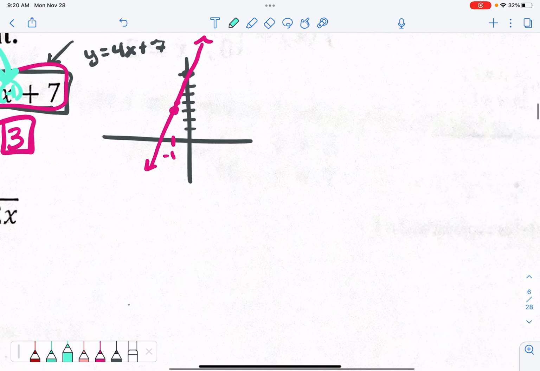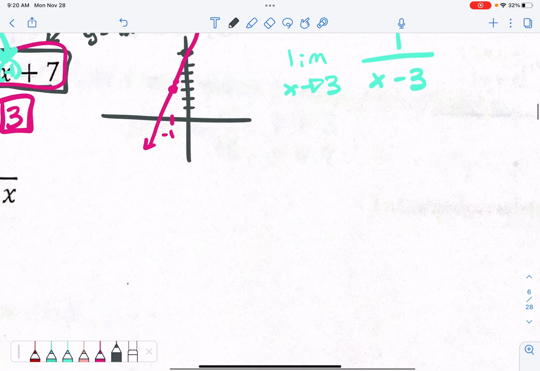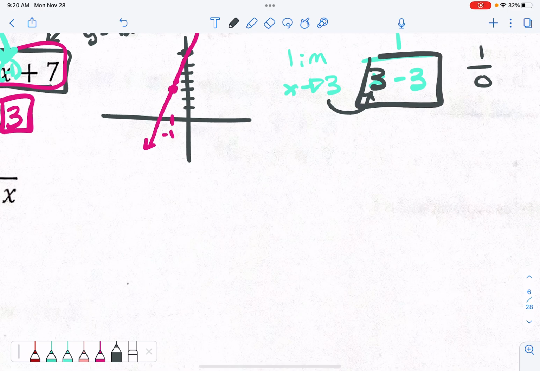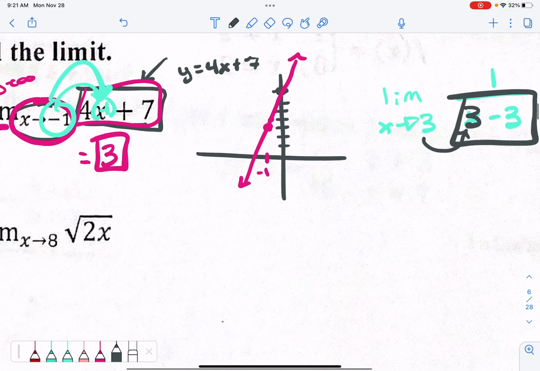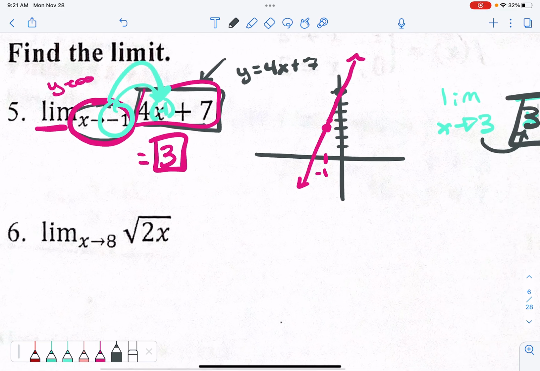A vertical asymptote would be something like 1 over, let's say, x minus 3, right? If I'm trying to find the limit as x goes to 3, I obviously can't plug 3 in here because then I'll end up with 1 over 0, and that won't work, right? There's a vertical asymptote at 3. So that we would have to look at a little bit closer. But here, when we had a linear function, there's no problem. We don't have to work around anything. We can just plug that number in, right?